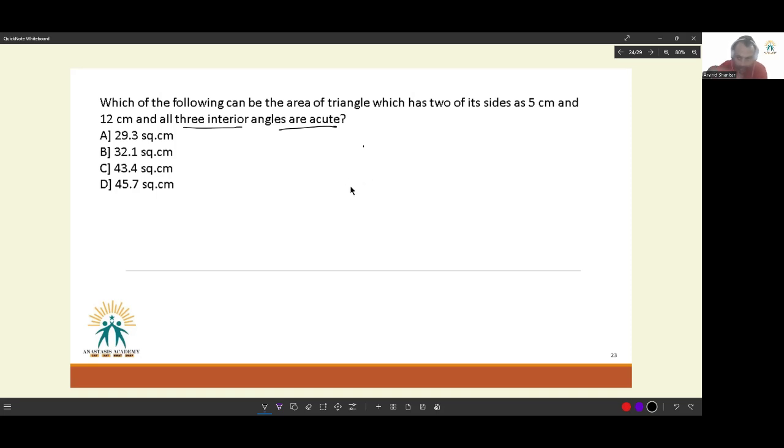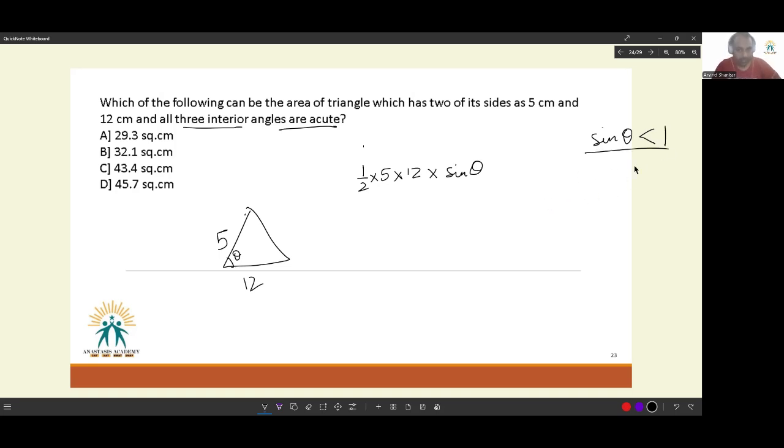The area of a triangle will necessarily be, for this triangle, half into 5 into 12 into sine theta. This is 5, this is 12, this is theta. Area will be half into 5 into 12 into sine theta. And do we know anything about the sine theta? We know sine theta will be less than 1.